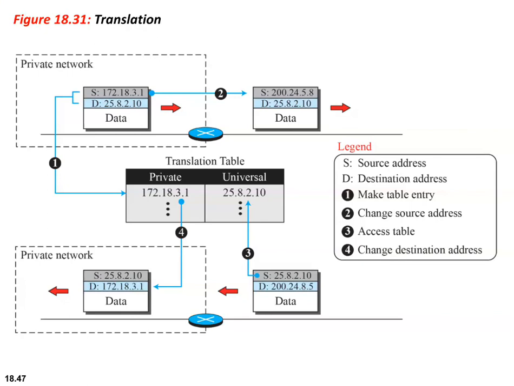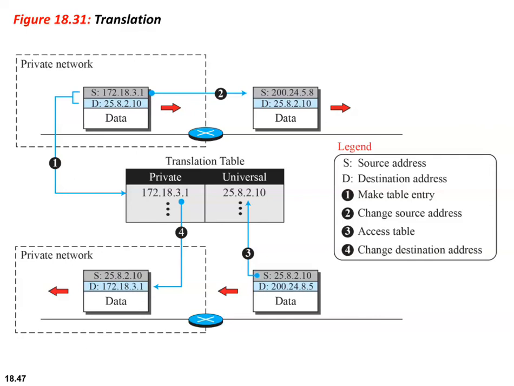There is a private network here. The packet will carry the source address, destination address and the data. So this is the source address, this is the destination address, and the data which will be carried. First it makes the table entry. With respect to this private address, it makes the entry of the destination, which will be the universal address.